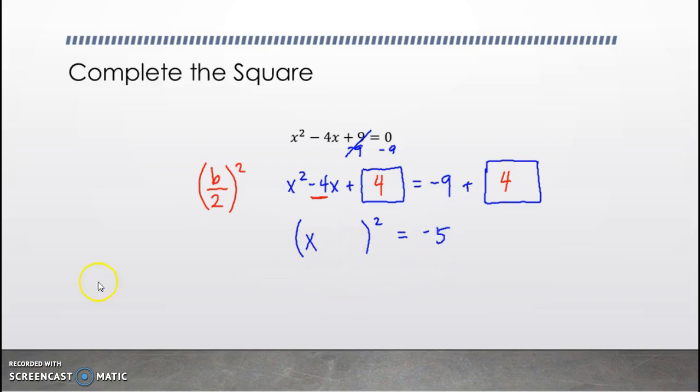Okay, so now to figure out what goes inside the parentheses, we just do b divided by 2. Well, b was negative 4. Negative 4 divided by 2 is negative 2. So now I've taken this quadratic in standard form and written it as x plus or minus a number squared. And we do that by completing the square.